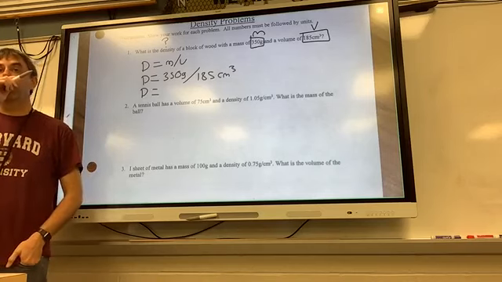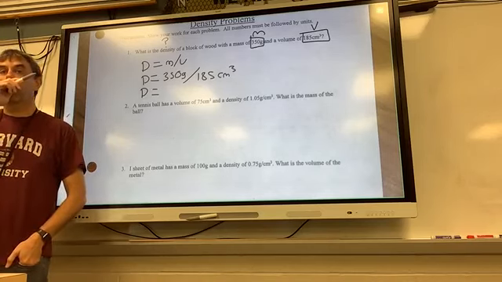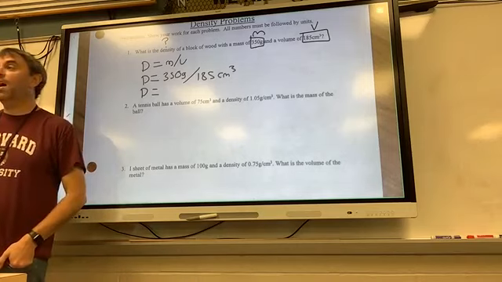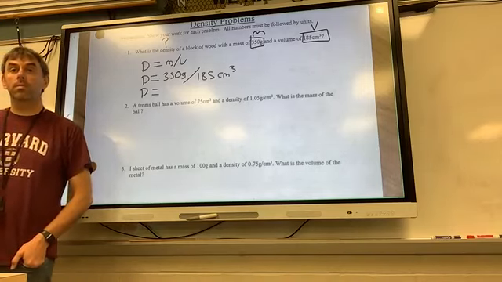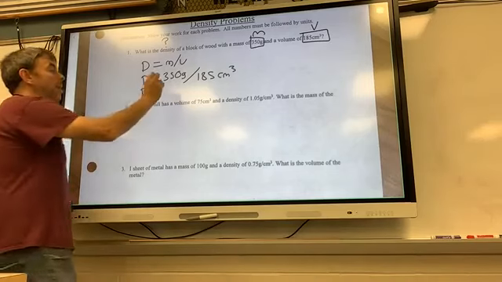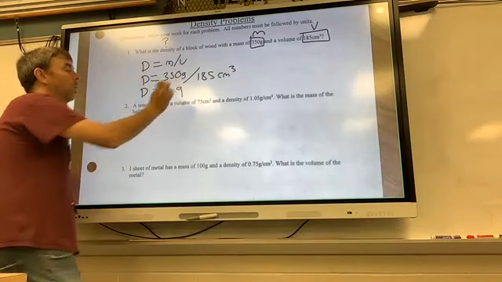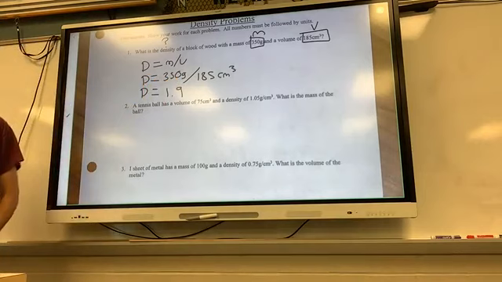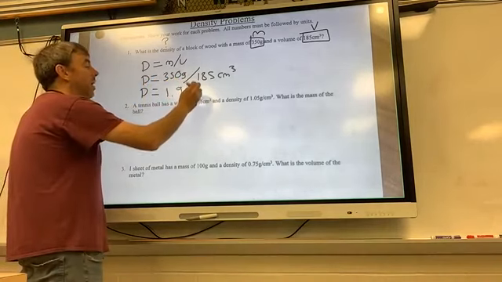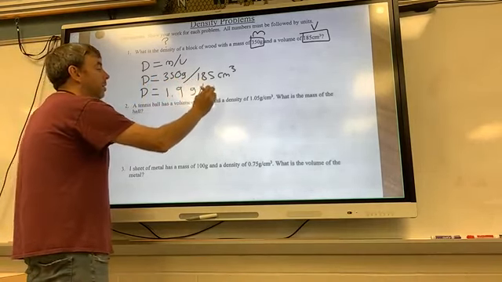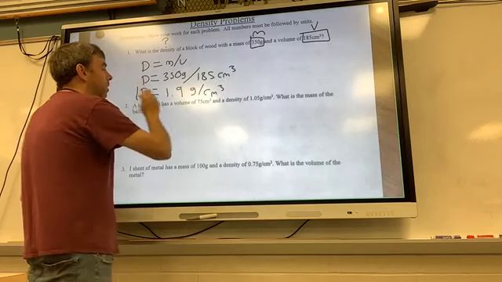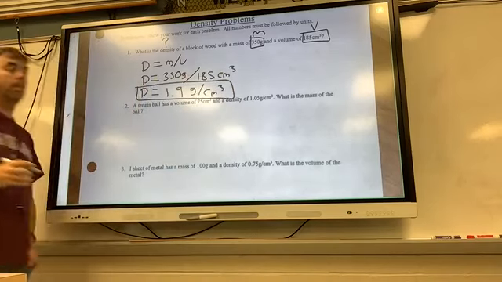So what did your calculator spit out? Caden: My calculator spit out 1.89 repeated. So that's going to round to 1.9. What are my units? Grams per centimeters cubed.